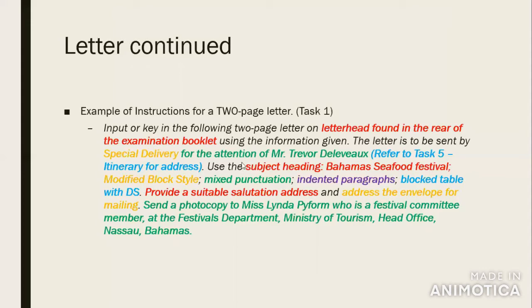Sometimes they'll do this. They won't put the receiver's address or information on the letter. They'll send you somewhere else, as they're doing with this task. They're sending you to task five, the itinerary, and then they're gonna put something tricky like Ms. Linda Pyform when they don't want you to send it to her, but they just actually want you to carbon copy it to her. So beware.